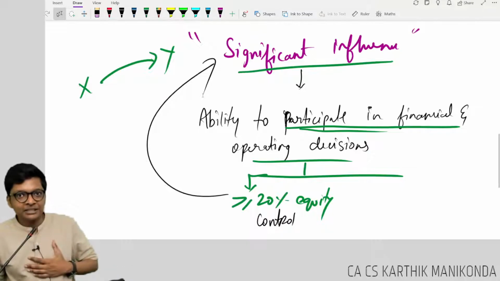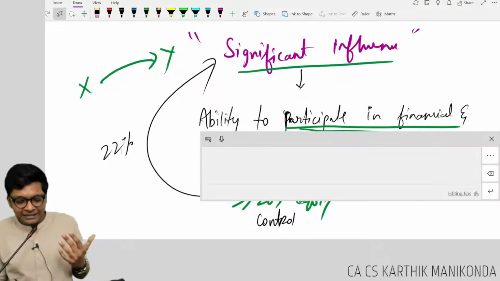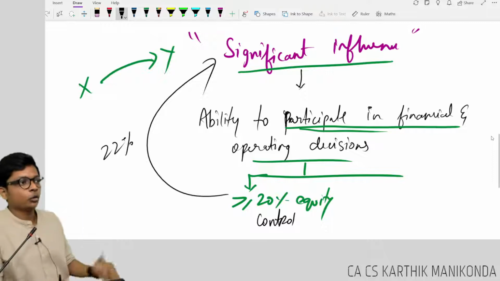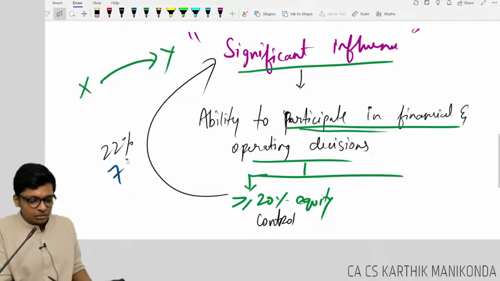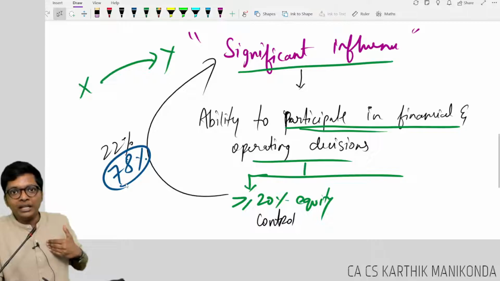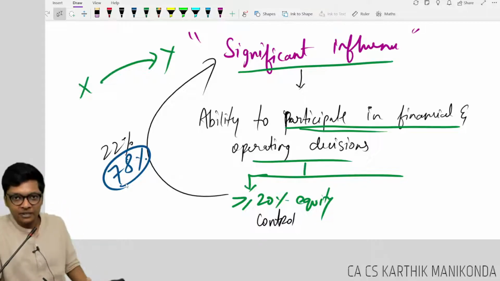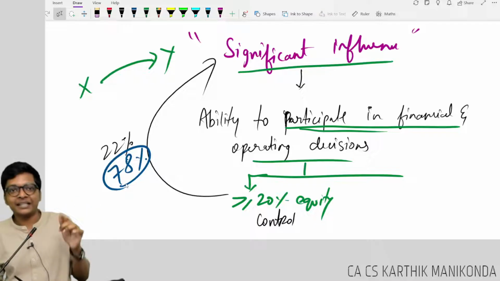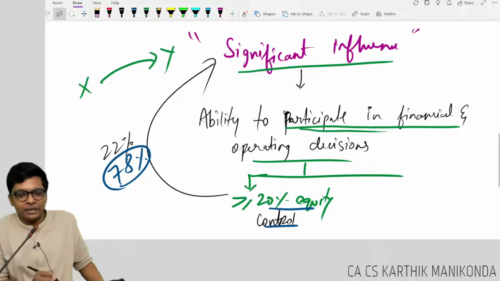But sometimes even if I have 22%, what I say nobody will listen. I have no control. That is also possible. How is that possible? Even if I have 22%, the remaining has 78%. So they can pass a resolution. What I do or don't do doesn't matter. Correct? I am like a minority. So the default rule is if you have 20% of equity control in a company, you become an associate.